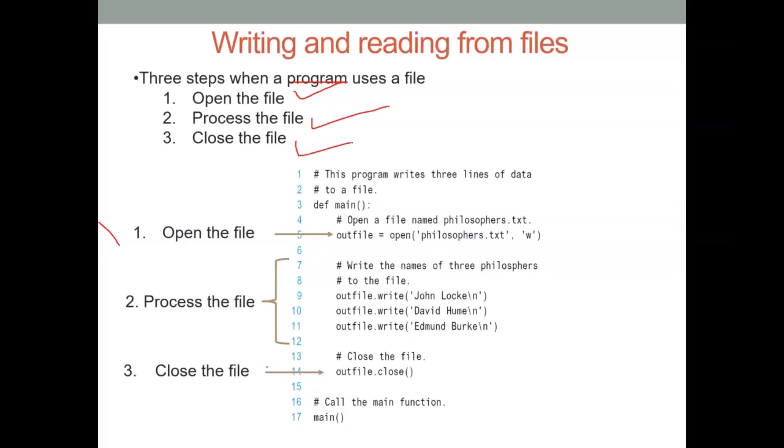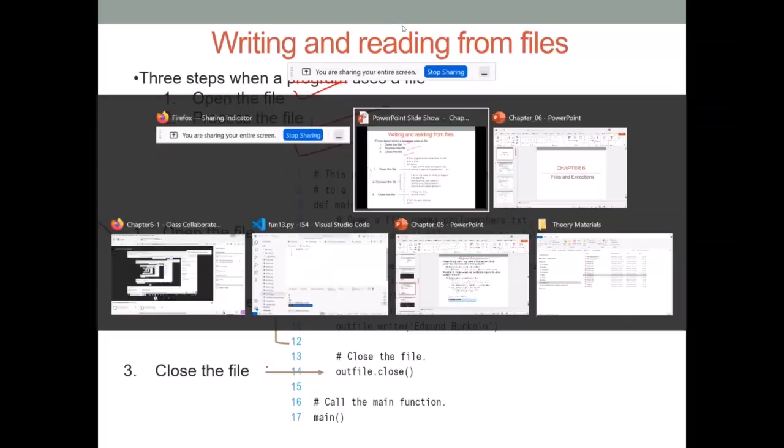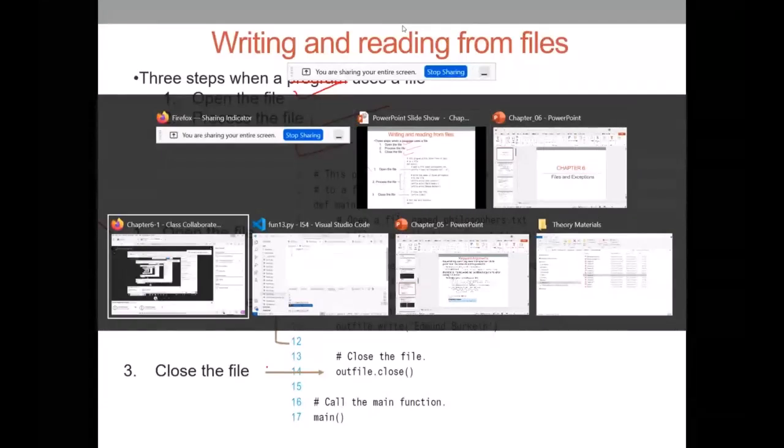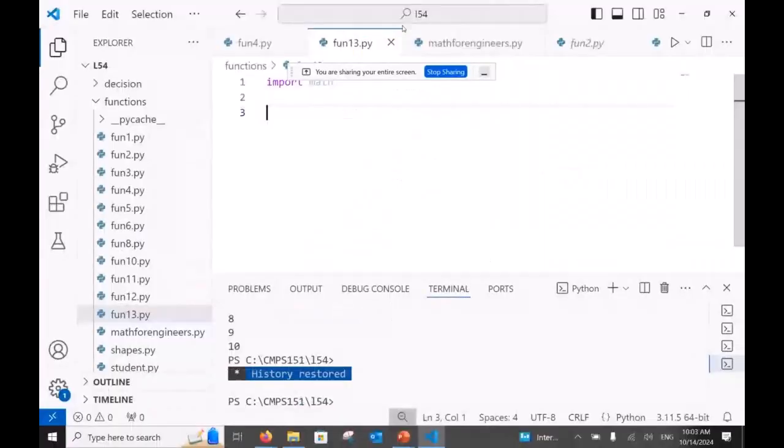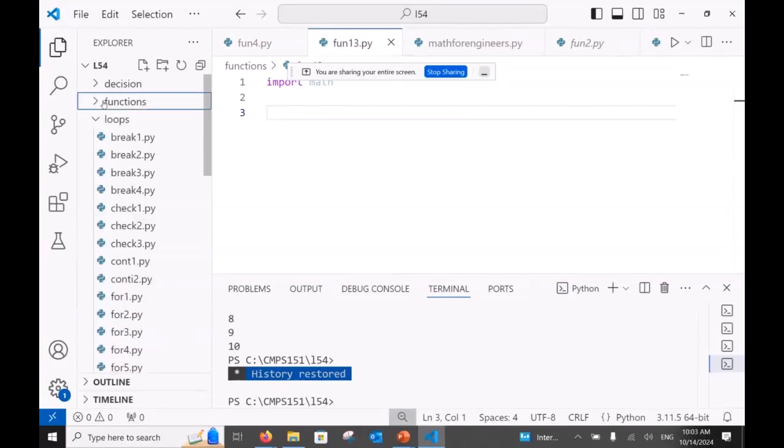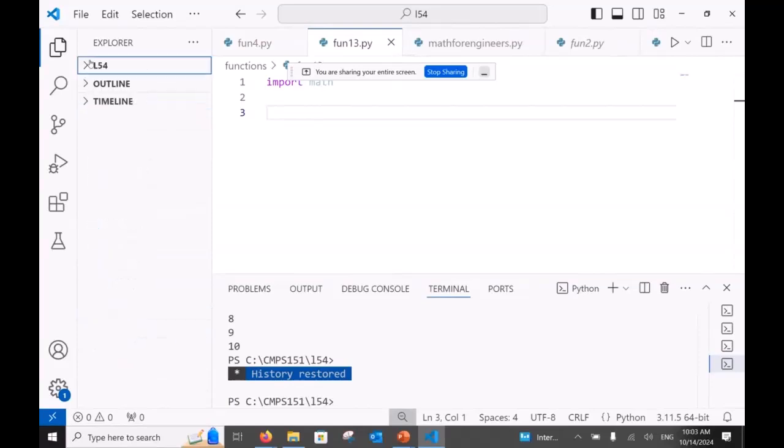Process the file. Open the fridge, put the elephant in it, close the fridge, right? Three steps, right? Okay. Open, write, close. Let's see this. Let's write our first code.